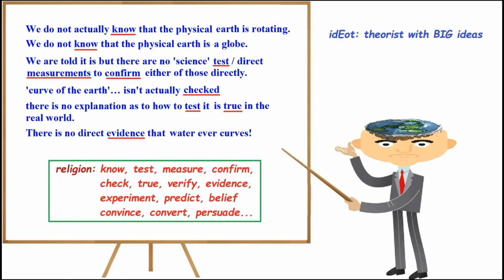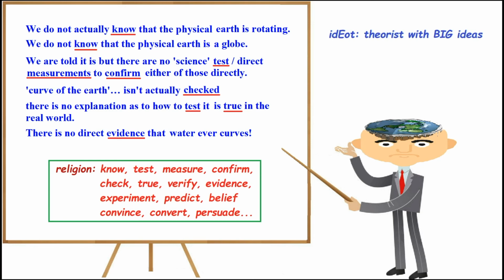Okay, here's another flat earther. He says the following. He says, we do not actually know that the physical Earth is rotating. We do not know that the physical Earth is a globe. We are told it is, but there is no science test, no direct measurements to confirm either of those directly. Curve of the Earth isn't actually checked. There is no explanation as to how to test it is true in the real world, if it is true in the real world. There is no direct evidence that water ever curves.